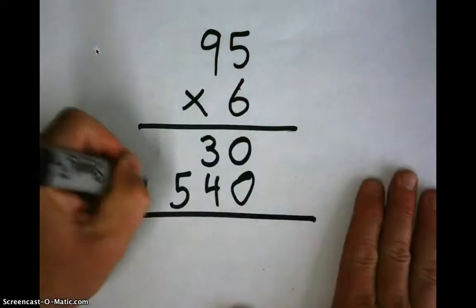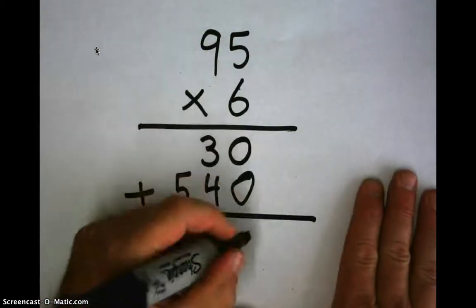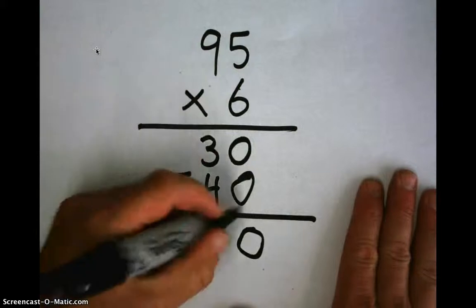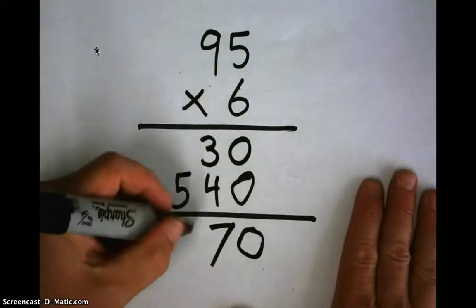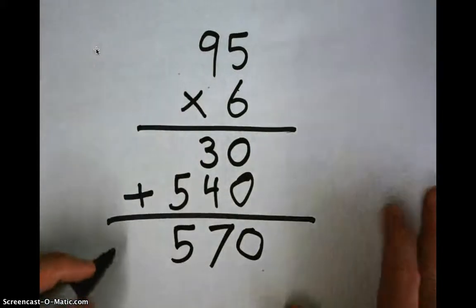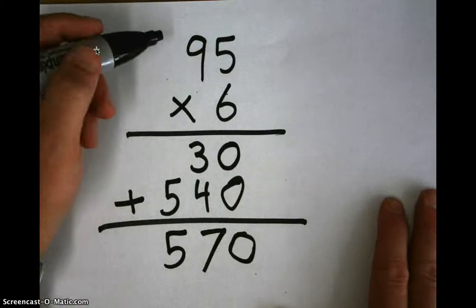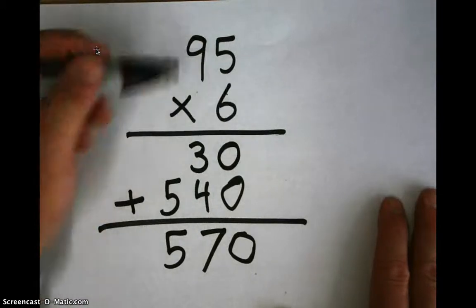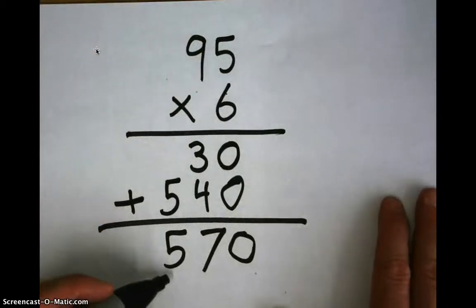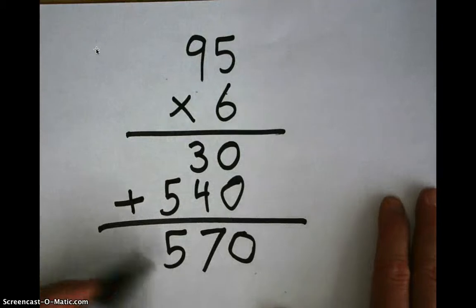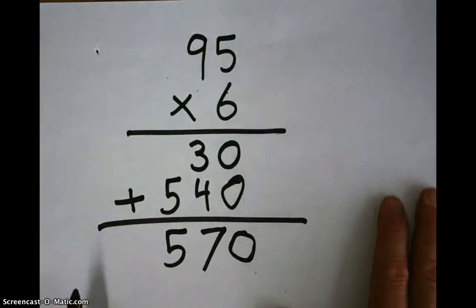Put my line underneath and add them up. 0 plus 0 is 0. 4 plus 3 is 7. 5 plus 0 is 5. And let's see, well, 95, I could round that up to 100. 6 times 100, that's 600. 570 is pretty darn close to 600. So that's definitely a reasonable answer.